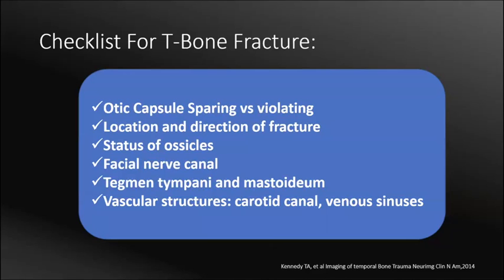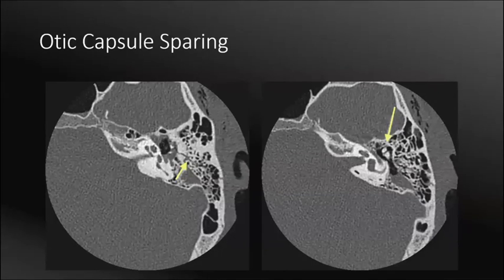leak. Here's a suggested checklist for T-bone fractures. So you want to think about whether or not it's otic capsule sparing or violating. You want to describe the location and direction of the fracture, the status of the ossicles, the facial nerve canal, whether or not it is involved, the status of the tegmen tympani and tegmen mastoideum, and then comment on the adjacent vascular structures.